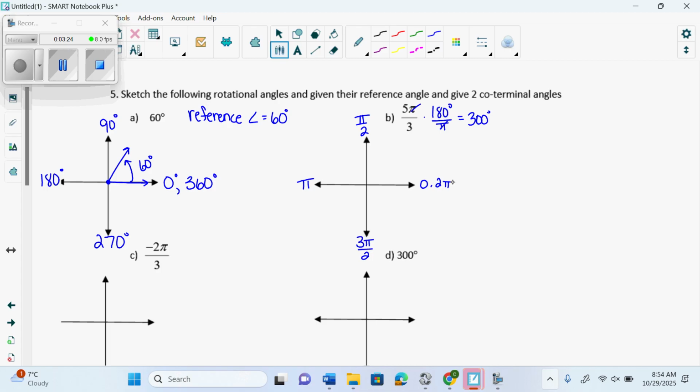So I know it's 300. I know I have an initial arm. I know it's positive, so it has to go counterclockwise. 300 is what? Is 60 less, so it's going to go like this. Okay? And then I'm going to put 5 pi over 3 here. I am not going to put 300.